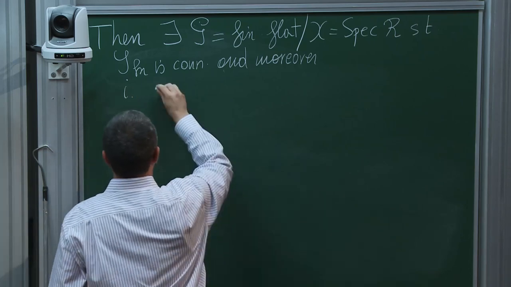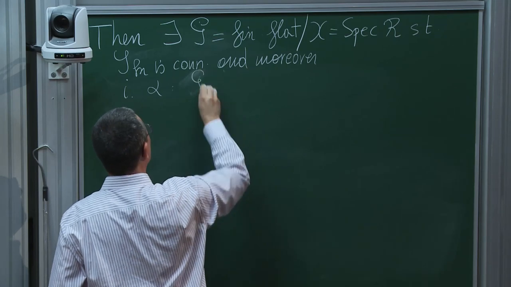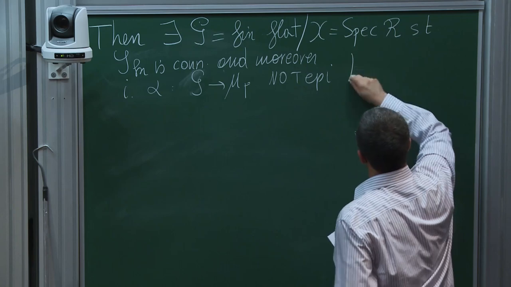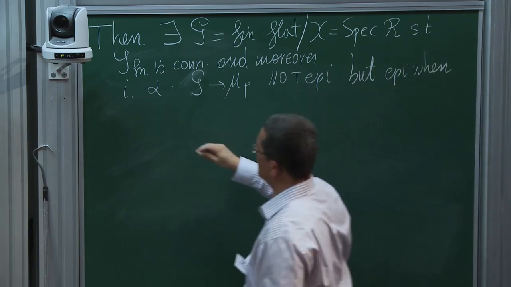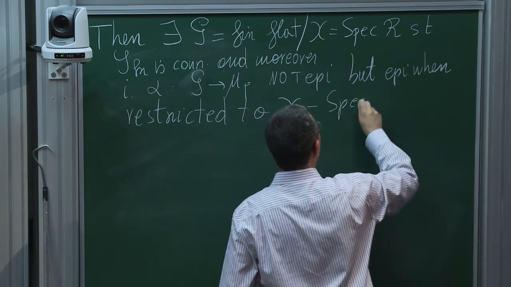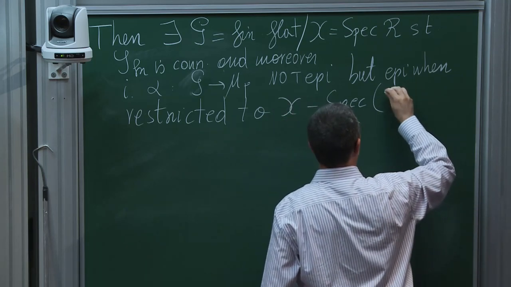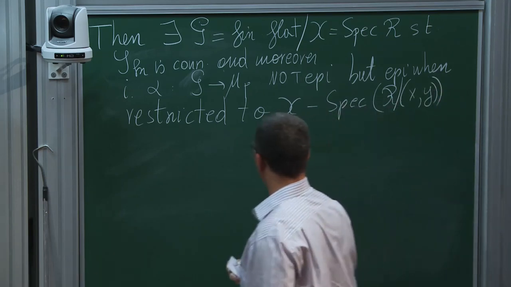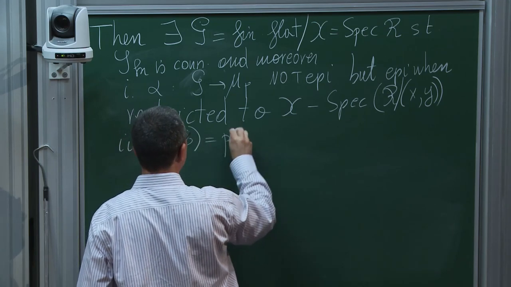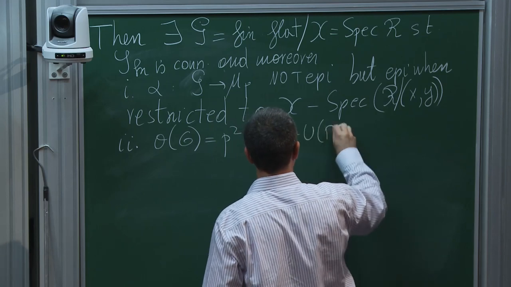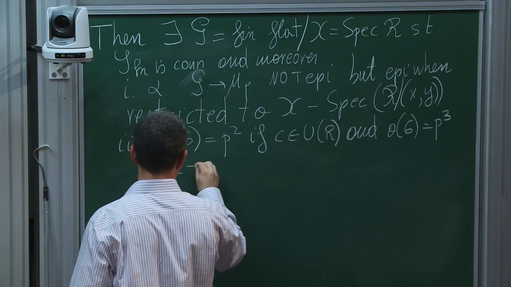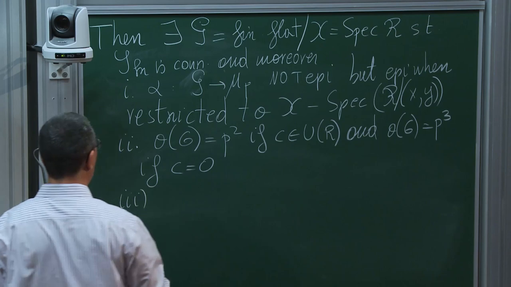First is that we are going to have an alpha. I'm not going to change the letter now from G script to mu sub p, which is not epi, but it's going to be epi when restricted to X script minus the spectrum where x and y are both zero. Okay, this is the first condition. Second condition refers to the order. We're going to have the order of G equal to p to the power 2 if c is a unit, and of order p to the power 3 if c is equal to 0. And the third condition is going to say something about the kernel.